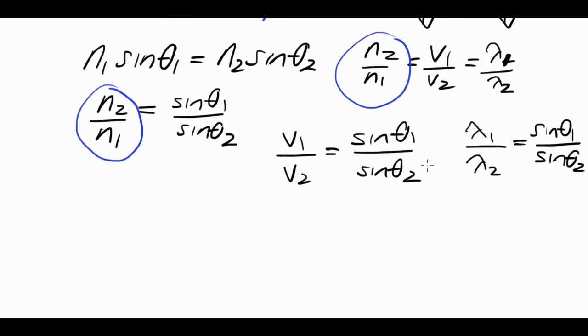In other words, if you're given the angle of incidence and angle of refraction and one of the velocities, you can work out the unknown. Alternatively, if you're given two of the angles and one wavelength, you can work out an unknown.